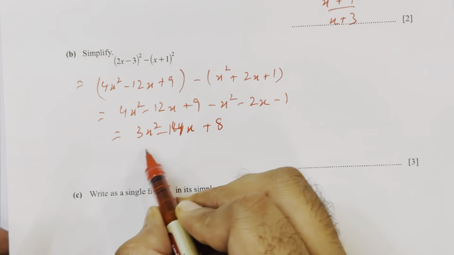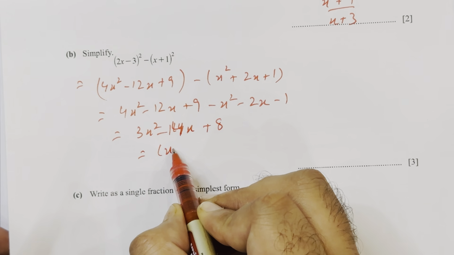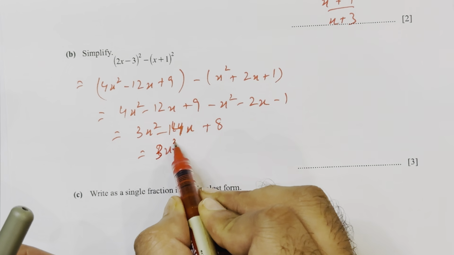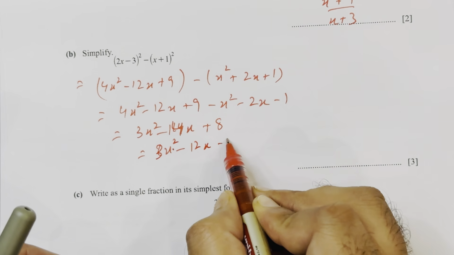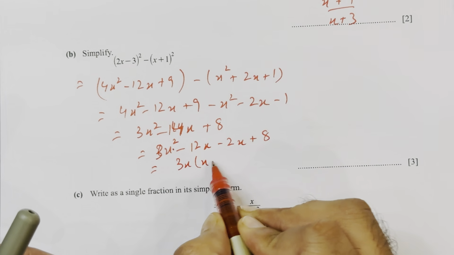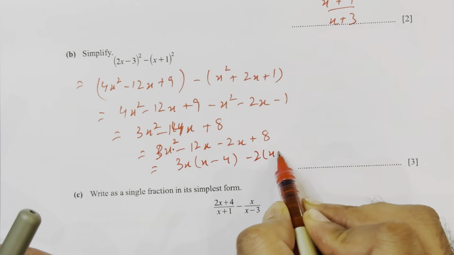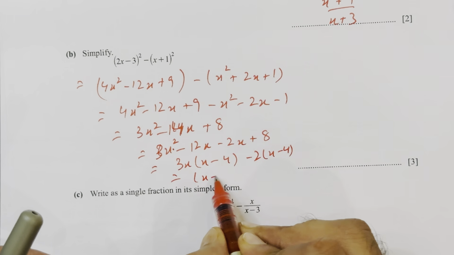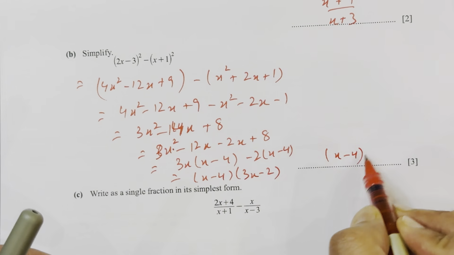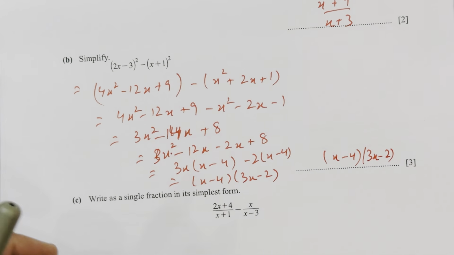So it would be equal to, after applying the midterm breaking, you get the value 3 times 8 is 24, and the value it would be 3x square minus 12x minus 2x plus 8. So take 3x as common, x minus 4, then minus 2 common, x minus 4. So we get the value x minus 4 and 3x minus 2 as our final answer, x minus 4 and 3x minus 2.